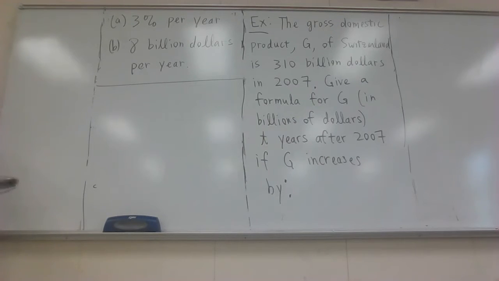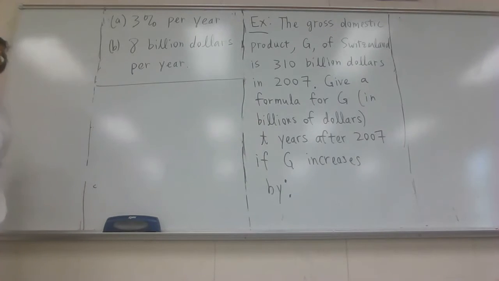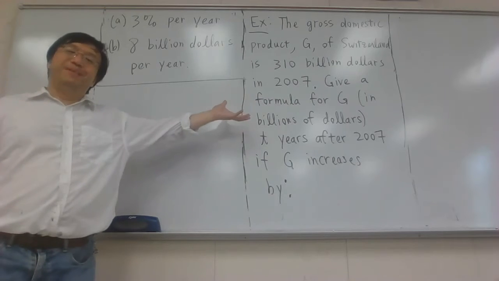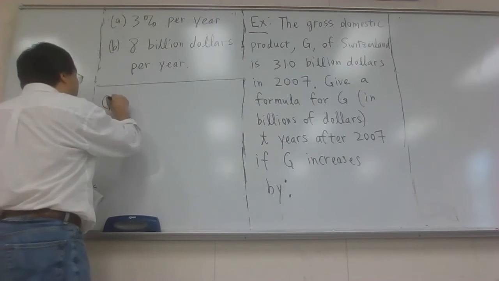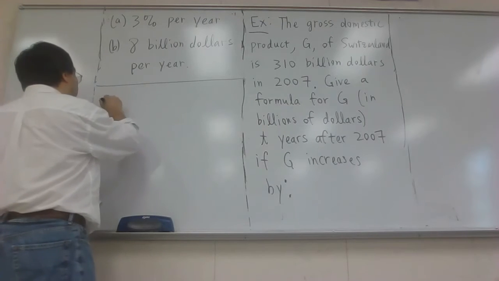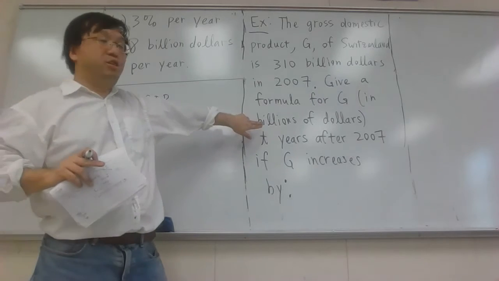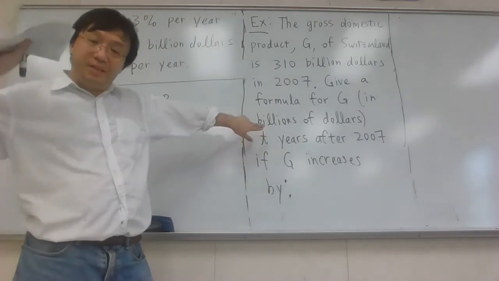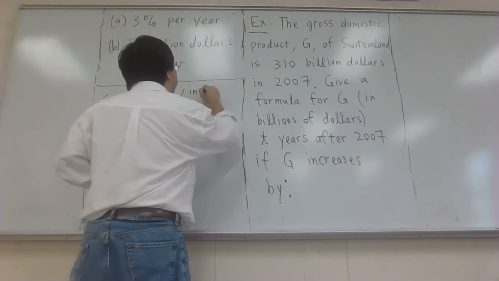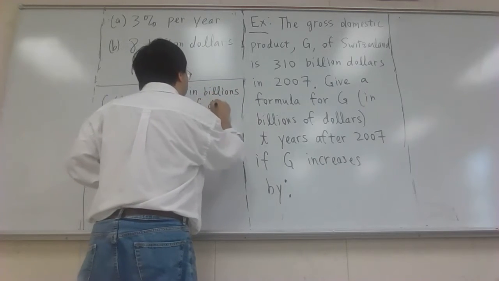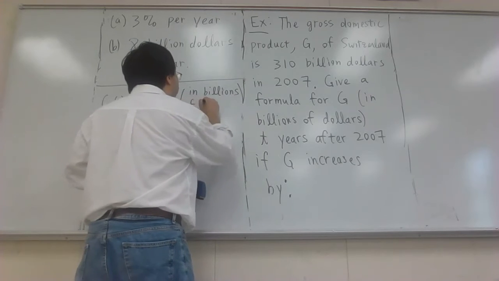So what's the variable of interest? Clearly, the variable of interest is the gross domestic product of Switzerland. We're interested in making future predictions of the gross domestic product of Switzerland. So the variable of interest precisely is G(t), which is the gross domestic product. I'm going to write GDP. But now, what are the units? The question asks you to use units of billions of dollars, not units of dollars, but units of billions of dollars.